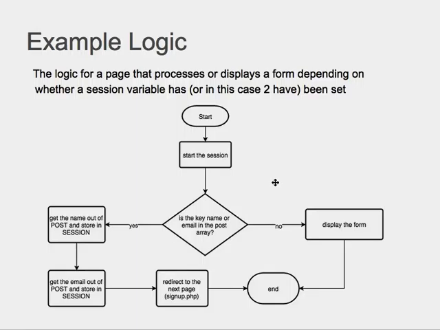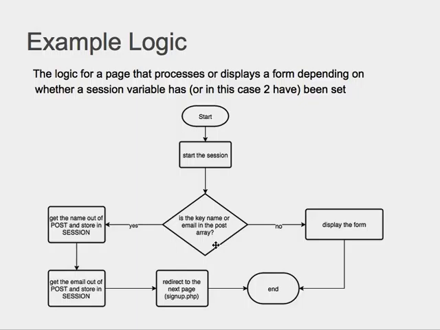So this is the logic for the form that you're going to look at in a minute. So we start the page, and we start the session. Always needs to happen first. Then here we're checking, has something been set in the post array? So what this means is, has a form been submitted? Have we pressed submit on a form that has the name or the email in?